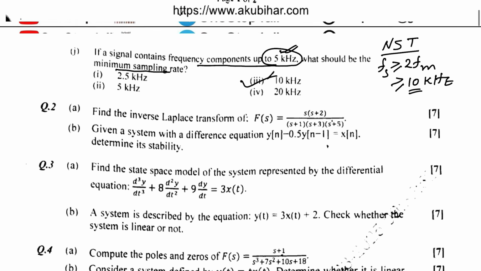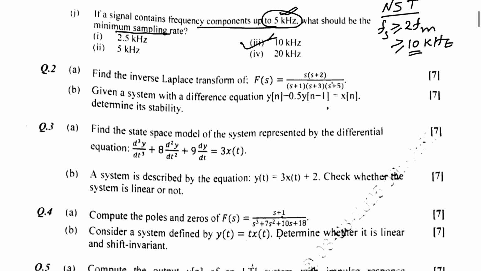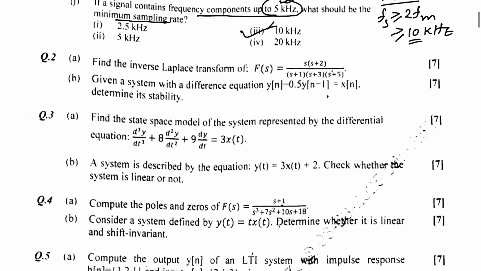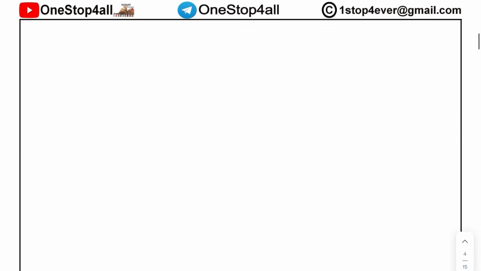Next we will move to question number 2. Question number 2 has part A and part B. In part A, find the inverse of this signal. We will simply take the partial fraction and then solve. So we will solve the question number 2 solution here.